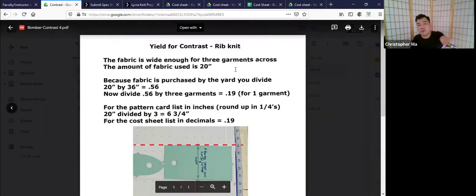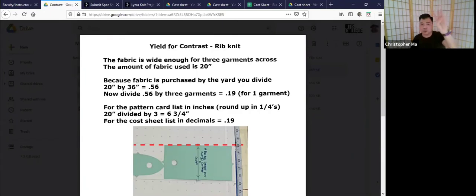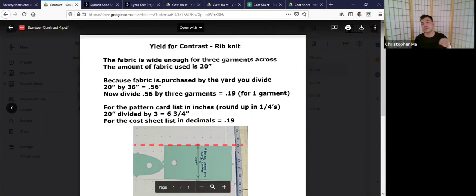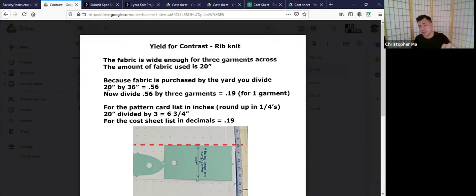So again, for this one, let me go to the next page. So the total fabric that needs to put 3 garments is 20 inches. So 20 inches divided by 36 is 0.56. Okay, so now divide 0.56 by 3, right? Because you repeat it 3 times. Each garment, you need 0.19 yard of rib for this garment.